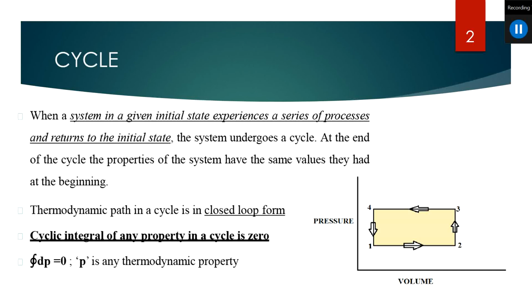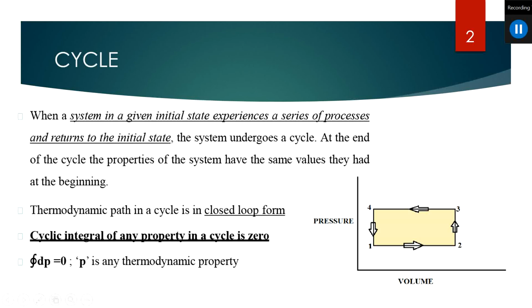That means in this figure we can see that initially the system is at state 1, and then moves to state 2, then to state 3 and state 4, and finally comes back to state 1. Then we can say that the system completes a thermodynamic cycle. That means when a series of changes happen in the system and it comes back to its original position, then it completes a thermodynamic cycle.